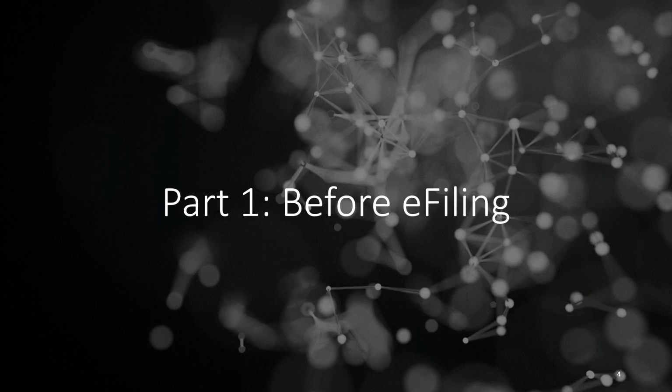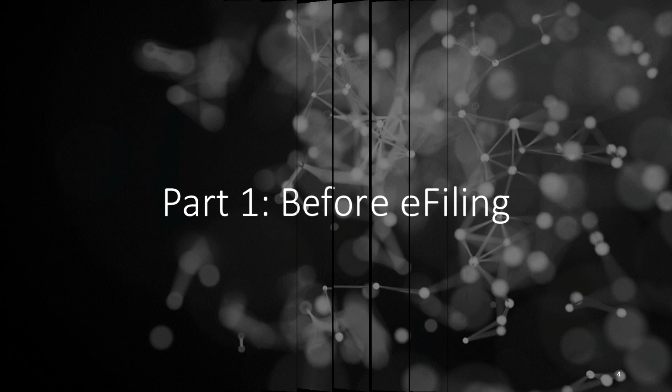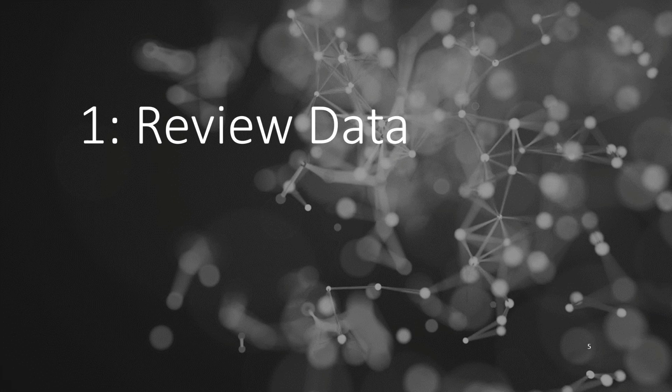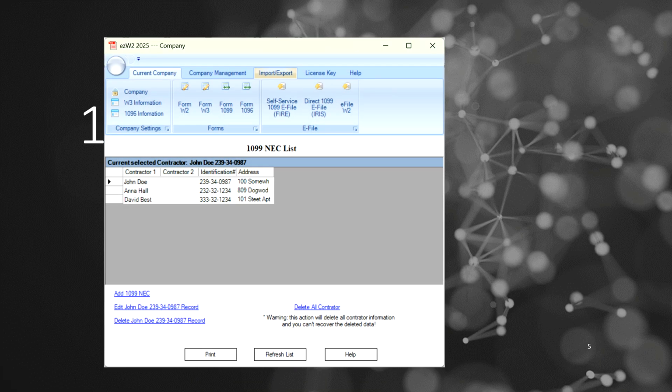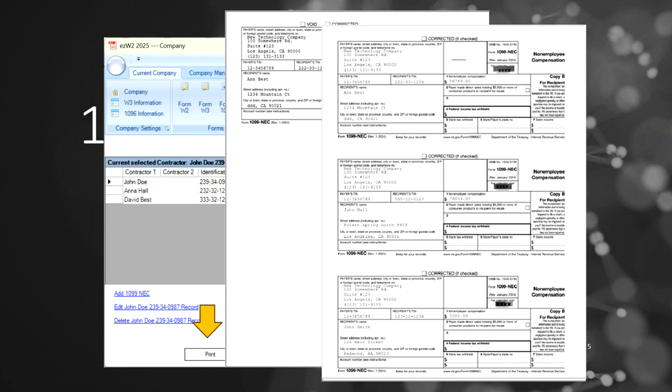Before submitting your forms, make sure your information is correct. Double-check recipient names, social security numbers, your company details, and the EIN. Printing a test form is a great way to catch small mistakes before e-filing.